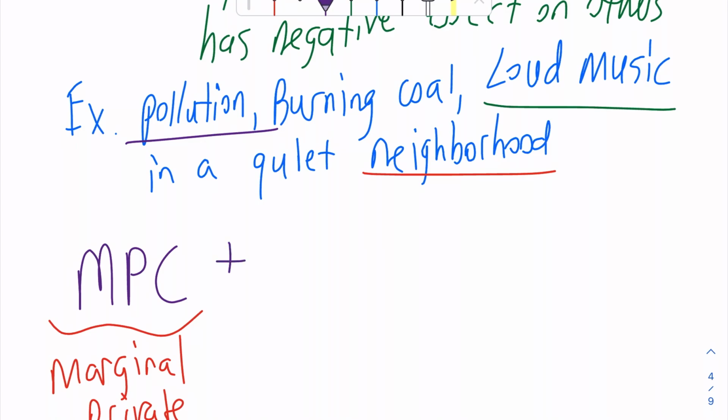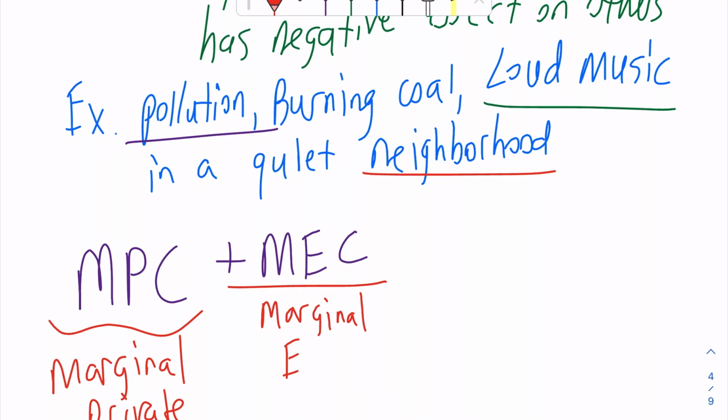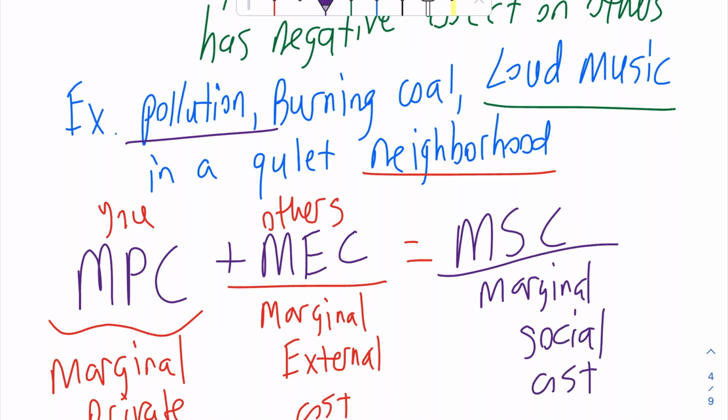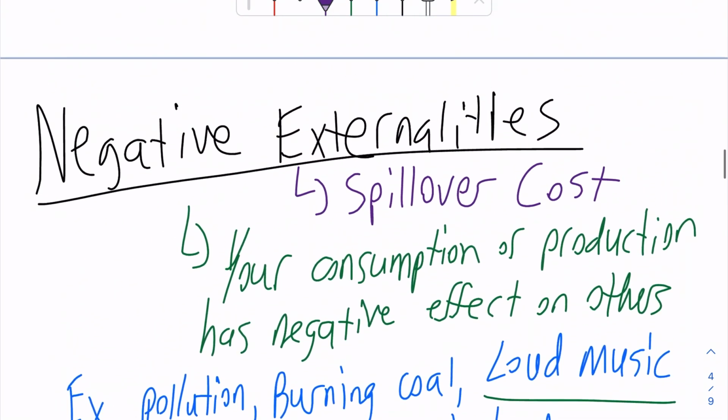When this happens, you're going to be adding the marginal external cost. Okay, marginal external cost. Now, when you add these together, when you add you and others together, guess what you get? The society. So you get the marginal social cost. So that's what we're doing here with a negative externality: you have an extra cost to society.